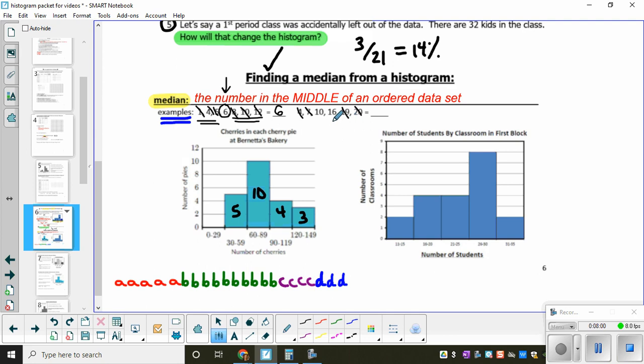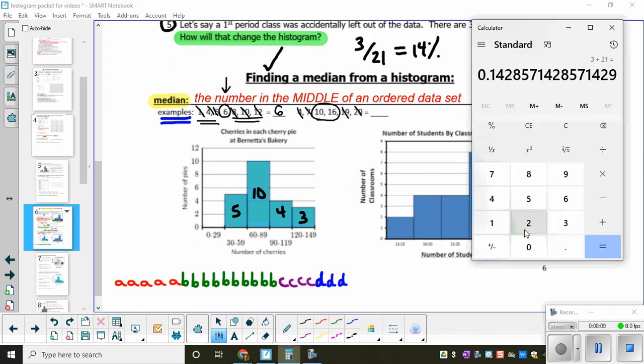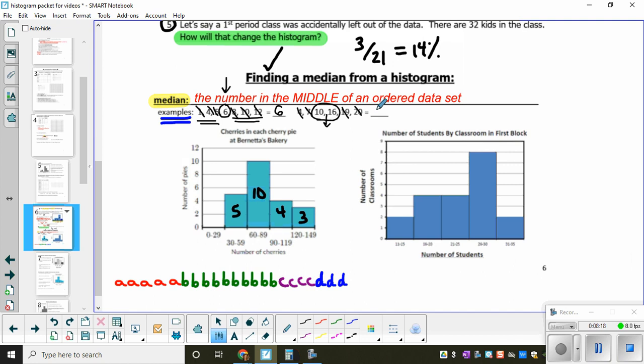So what happens in this situation, if there's not a true number in the middle, what you do is you just take these 2 numbers and you add them up and divide by 2. So we would just take 10 and 16. And if I divide that by 2, it tells me what number is smack in between them. So the median of this data set would be a 13.